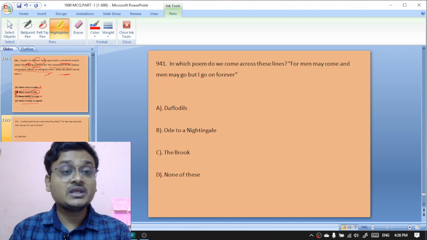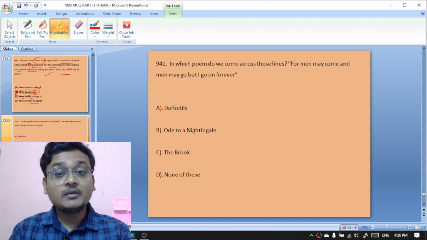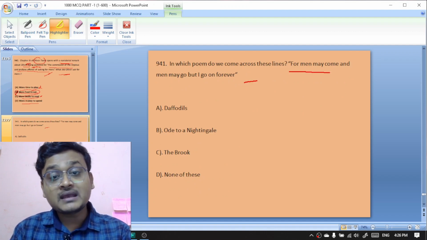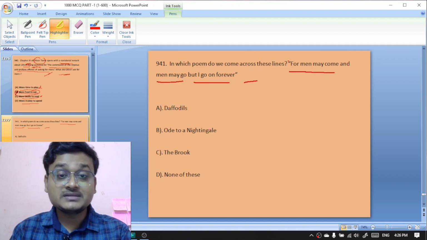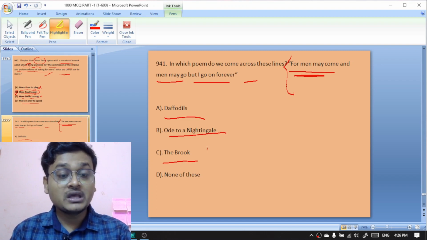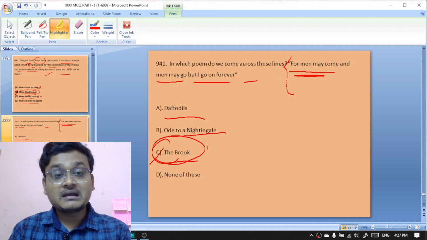Next question: in which poem do we come across these lines? "For men may come and men may go, but I go on forever." This is about the brook. Daffodils, Ode to a Nightingale, The Brook by Alfred Lord Tennyson. Here it is The Brook: "For men may come and men may go, but I go on forever."